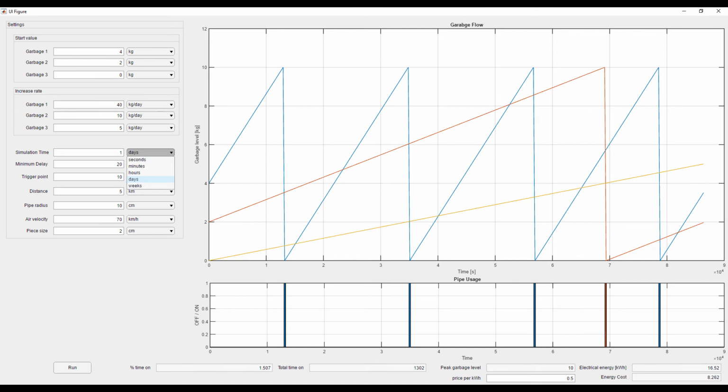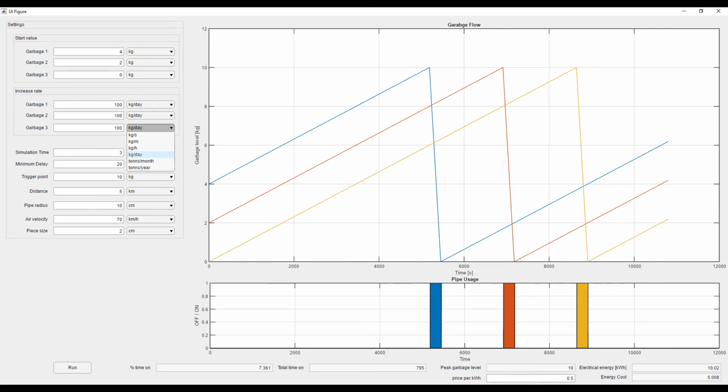This simulator is very useful for finding out what kind of values our different variables need. The variables can be given in different units for ease of use. The first three variables are the start values for the three different types of garbage. The next three variables dictate how much garbage is deposited into the system per unit of time.